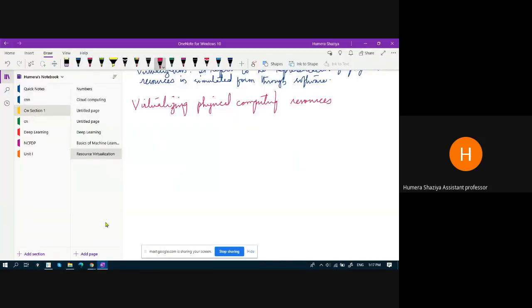One more example which I can give is here there is one processor. This is our processor, and this is our memory, and this is our disk. So these are physical hardware resources. These are physical resources.